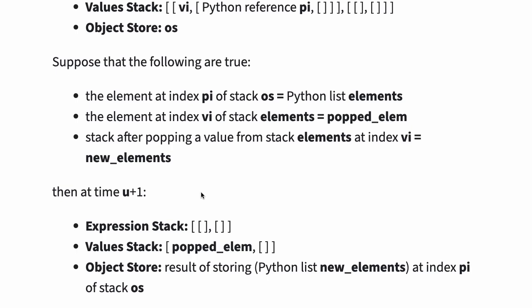Then at time u plus 1, the pop operation is popped from the expression stack, popped elem is pushed into the value stack, and the object store is the result of storing Python list new elements at index pi of stack OS.